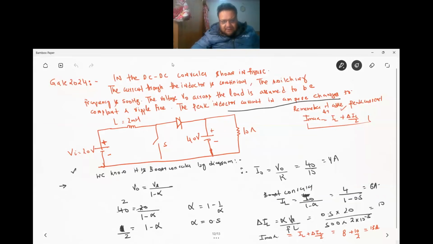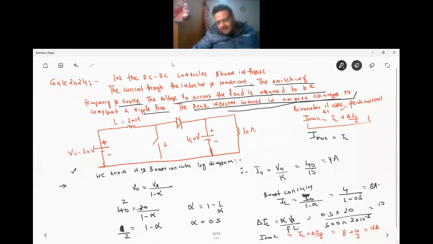See, in the DC-DC converter shown in the figure, the current through the inductor is continuous. The switching frequency is 500 hertz. The voltage V naught across the load is assumed to be constant and ripple free. The peak inductor current in amperes is to be found. Now the peak inductor current Imax would be equal to IL plus delta IL by 2. If they ask the minimum current, Imin, it is IL minus delta IL by 2. Now here you need to calculate what?